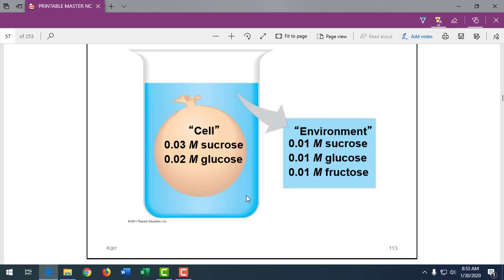If I told you this cell was permeable to water, which way would water move? Into the cell, because remember, it moves from the dilute environment into the concentrated environment, because osmosis is the diffusion of water from higher water to lesser water. So water is going to move this way into the cell. So draw a little arrow and draw your water going into the cell.